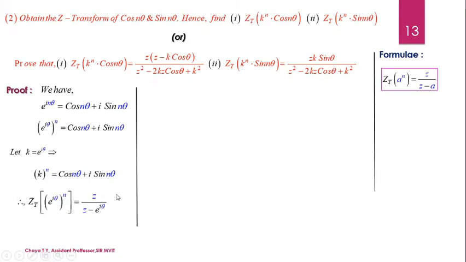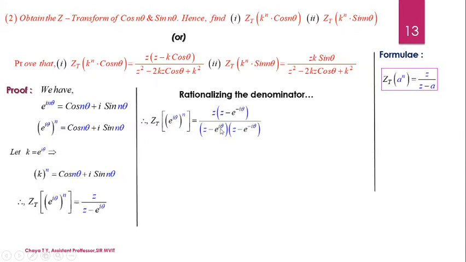Now see, I have to simplify the denominator and try to eliminate this exponential term with the imaginary part, that is e power of i theta. So to do the same, we are going to rationalize the denominator. So rationalizing the denominator means what? Multiply and divide the expression with the same term but with a negative sign for the imaginary part. So we are going to multiply and divide by z minus e to the power minus i theta.